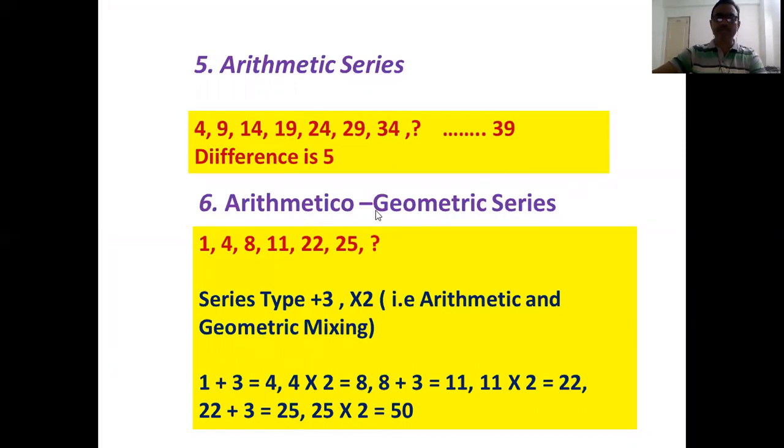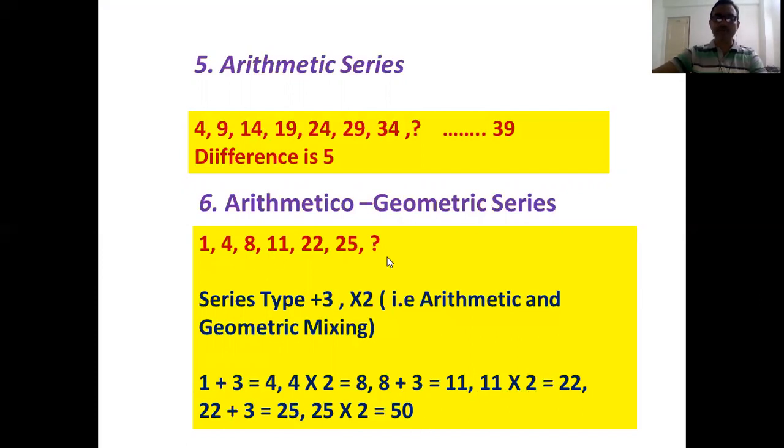We have another type of series, that is arithmetico-geometric series. Now in this series, if you observe it minutely, you will find, first of all, you are adding 3 to 1, you're getting 4. Then if you multiply 4 by 2, you are getting 8. So in the same way, if we follow the same pattern, we will add 3 to 8, 8 plus 3 is 11, then 11 multiplied by 2, we are getting 22. In the same way, for the next number, 22 plus 3 is 25. The next number we will get by simply multiplying 25 by 2, that is 50.